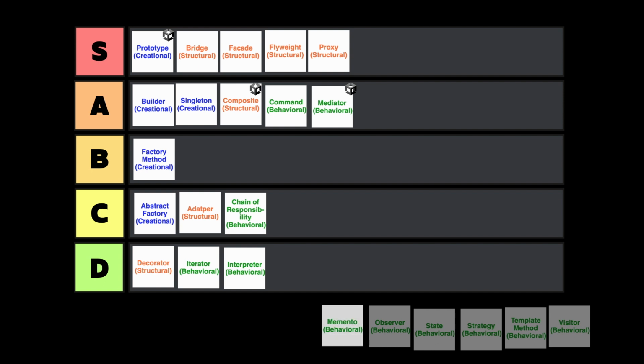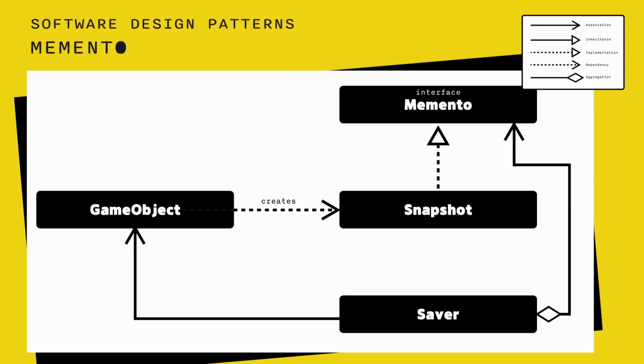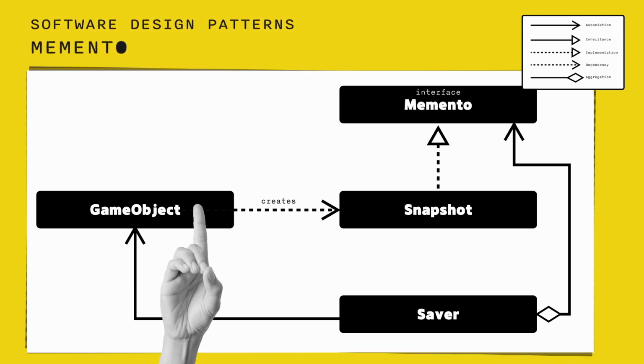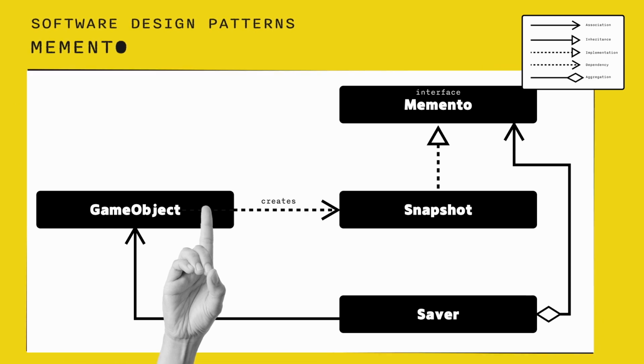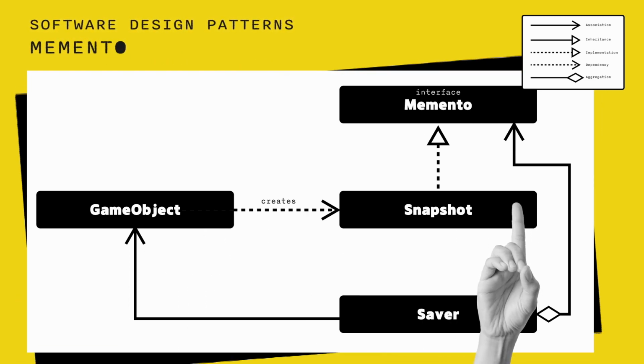Alright, let's move on to the Memento pattern. This pattern lets you save the state of an object and restore it at a later time. And it does this without breaking rules of encapsulation. This means that every object handles its own stuff. In practice, the object that you want to save will implement the method to create a snapshot. It's a copy of itself at that moment.